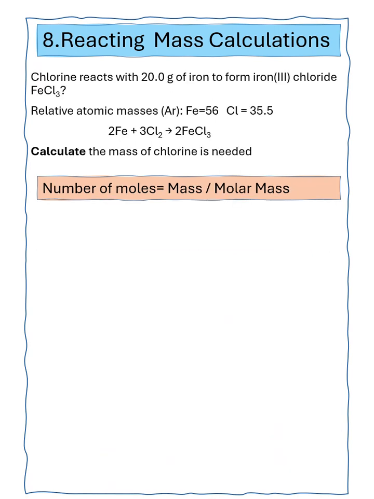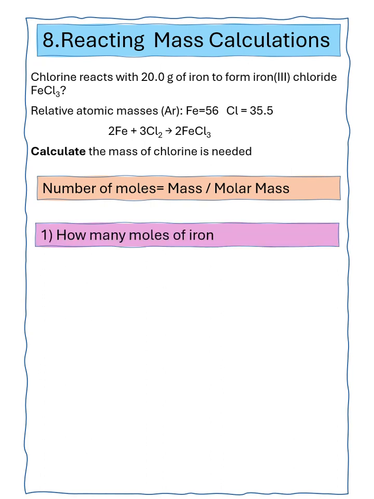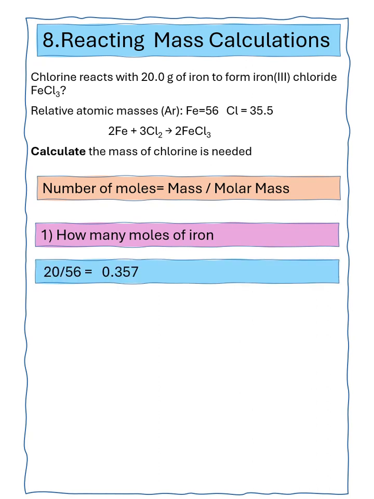Question 8 says chlorine reacts with 20 grams of iron to form iron chloride. We're given the chemical equation and we've got to calculate the mass of chlorine needed. So the number of moles equals mass divided by molar mass is the equation we're going to use throughout. And the first thing we need to calculate is how many moles of iron. So we're told from the question that we've got 20 grams of iron, and the relative formula mass of iron is 56, so we've got 0.357 moles of iron.